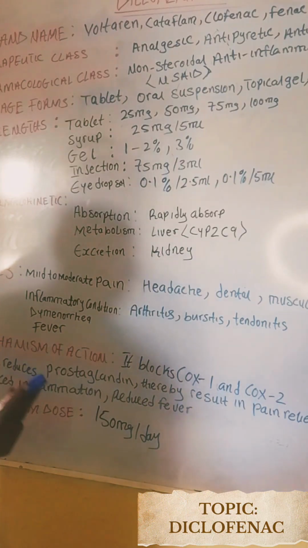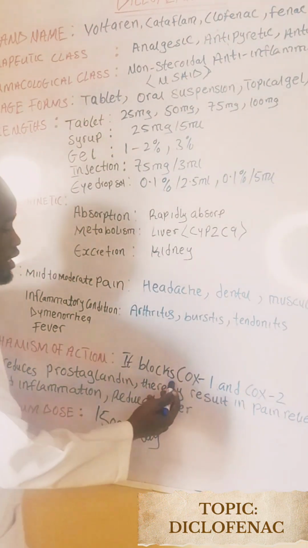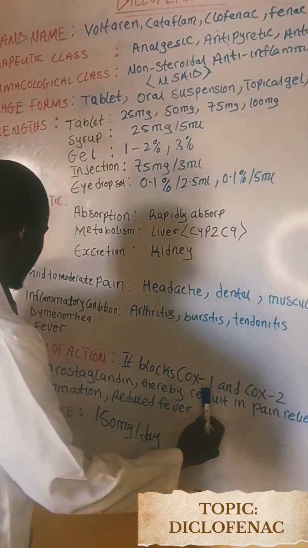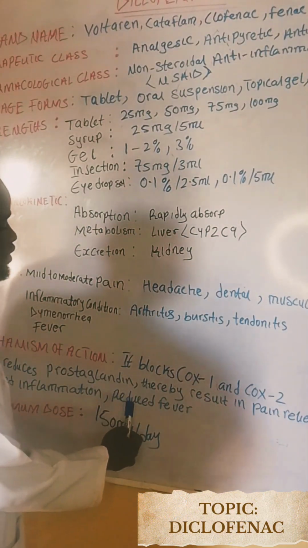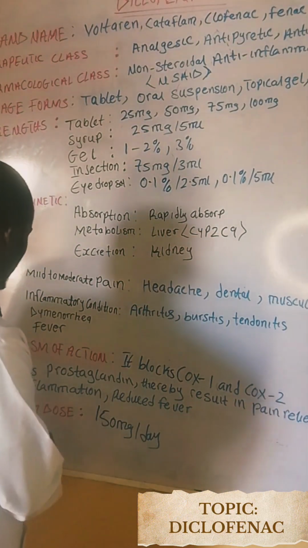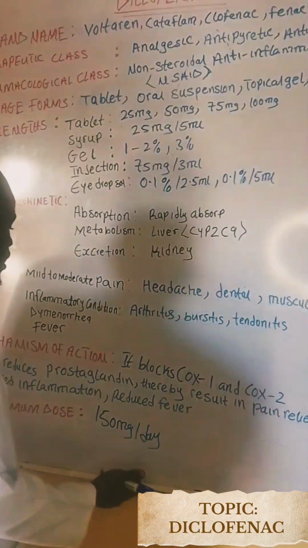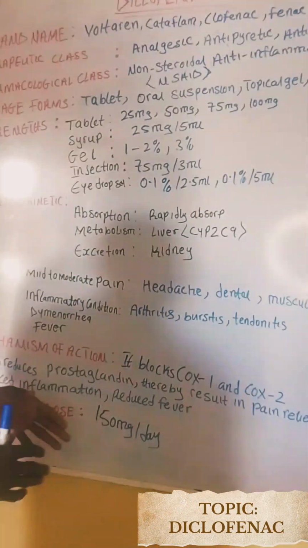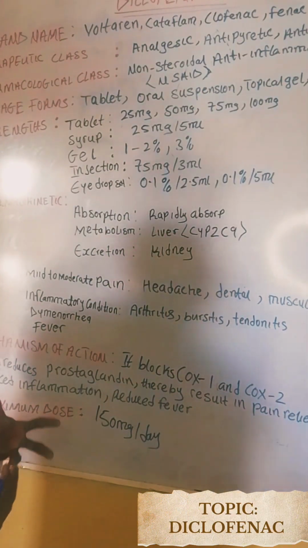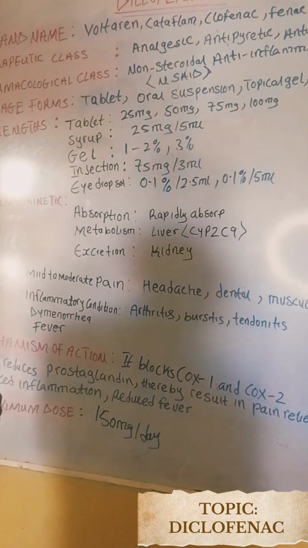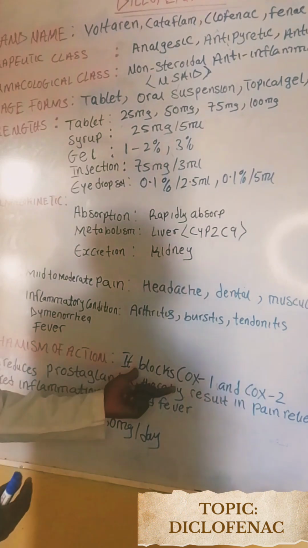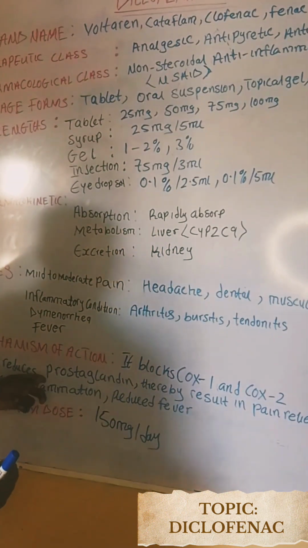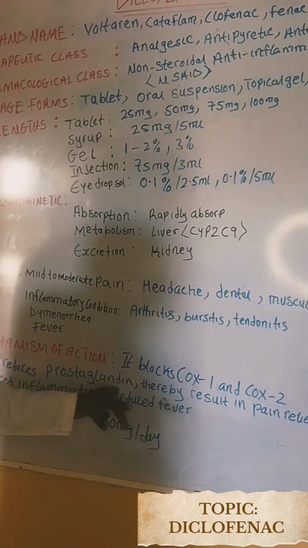And what is the mechanism of action of diclofenac? Now, diclofenac works by blocking COX-1 and COX-2, which are the enzymes that produce prostaglandin, thereby resulting in pain relief, reduced inflammation, and reduced fever. These COX-1 and COX-2 are the enzymes that alert our body when our body is hot. They are responsible for the production of this prostaglandin.